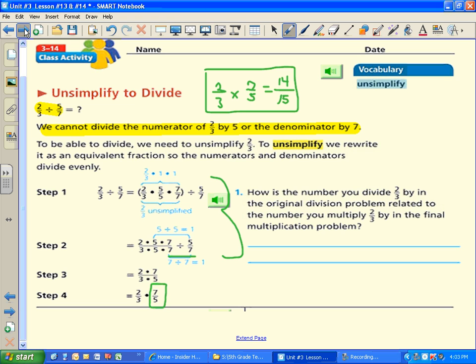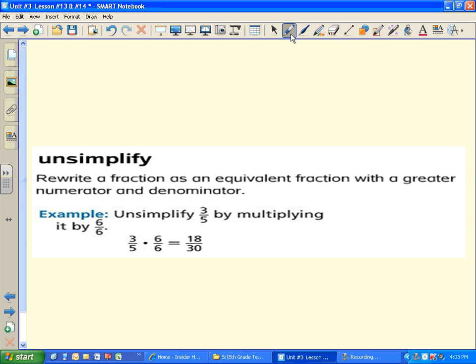Let's look at the definition. To unsimplify, go ahead and copy this down in your notebook. To unsimplify is to rewrite a fraction as the equivalent fraction with a greater numerator and denominator. Here we go. Unsimplify 3/5 by multiplying it by 6/6.